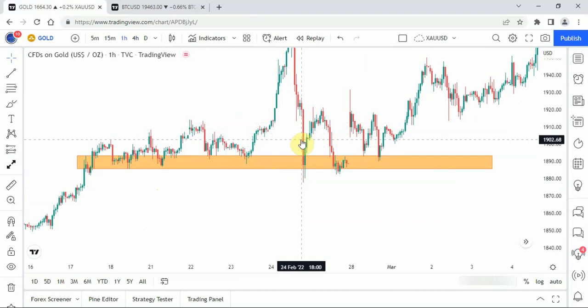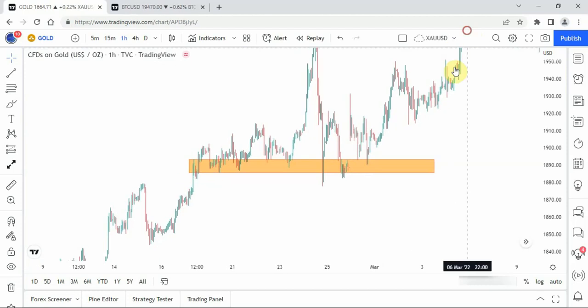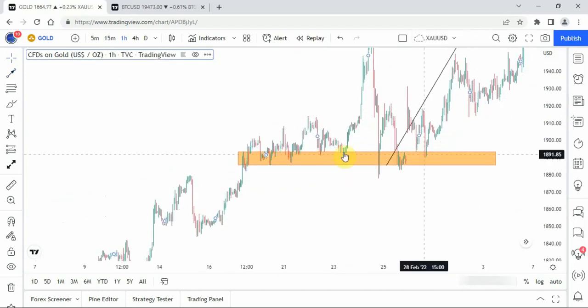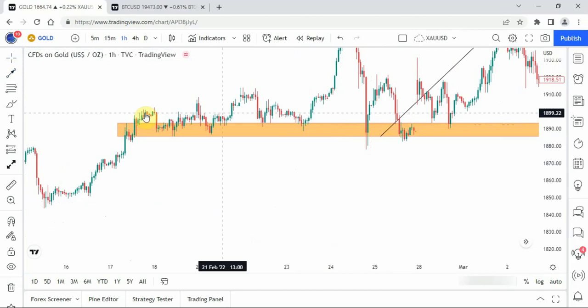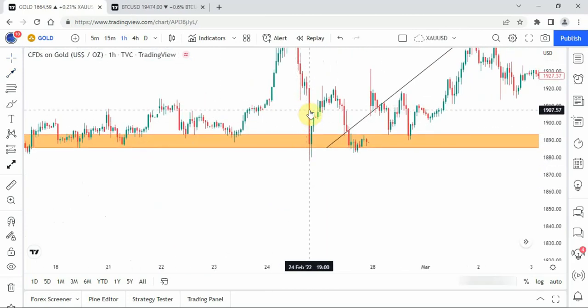pass through, we can see that there have been lots of orders that don't let price to go lower. So the required power for a pump has been gathered and provided. Now it's time to fly. There it is, a very huge pump for gold that originated from this demand zone. And as a result, this candle was a liquidity spike.